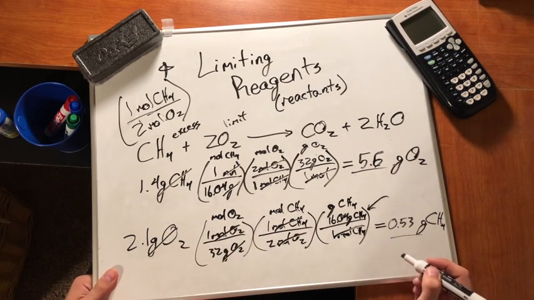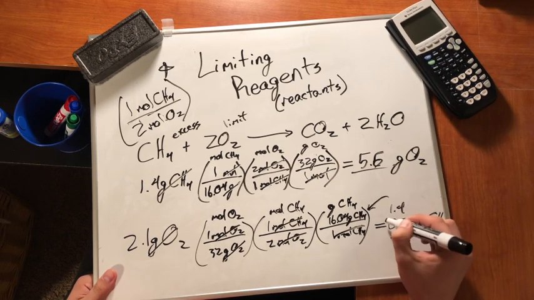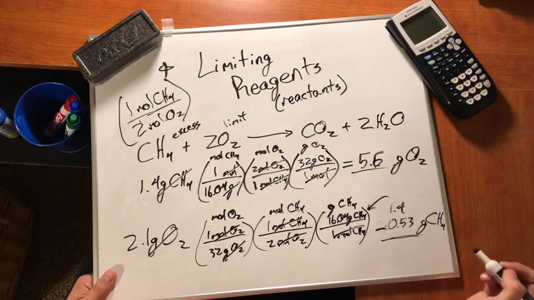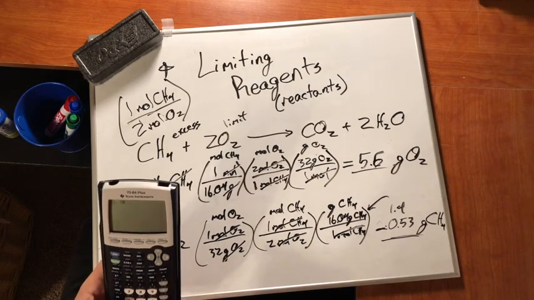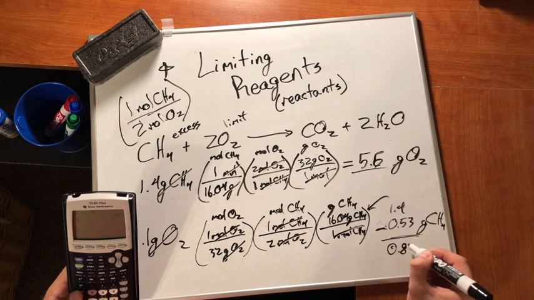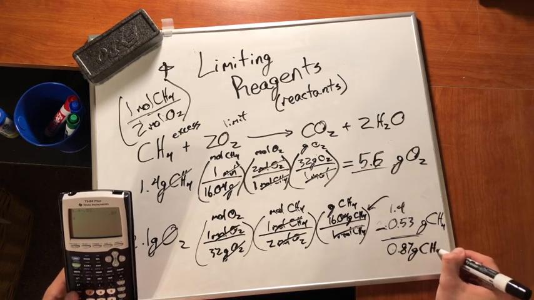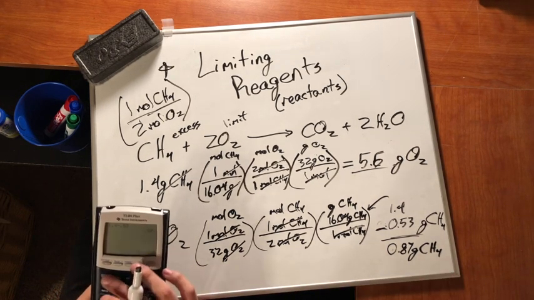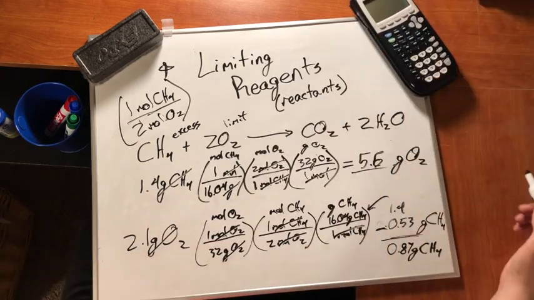And we could even figure out how much excess we have. If I take 1.4 grams and subtract away the 0.53, let me just do that real quick, 1.4 minus 0.53 leaves me 0.87 grams of methane left over. So that, in essence, is pretty much all I wanted to talk about for today.